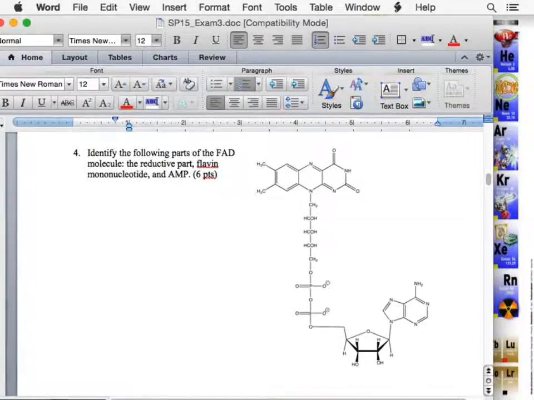Identify the following parts of FAD molecule, the reductive part, the Flavin Mononucleotide and AMP. Okay. Just kind of an annoying question, but fair game. I don't remember those names. What the names of those? I can even pull up the slide that shows it. Unfortunately, we never really went over it. We talked about each of those pieces.